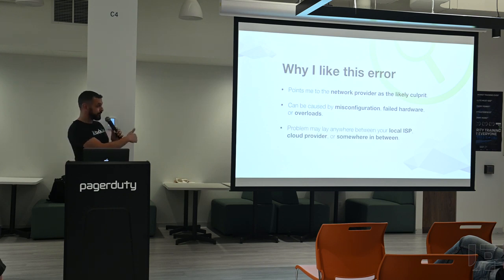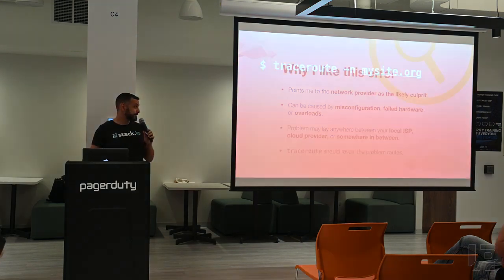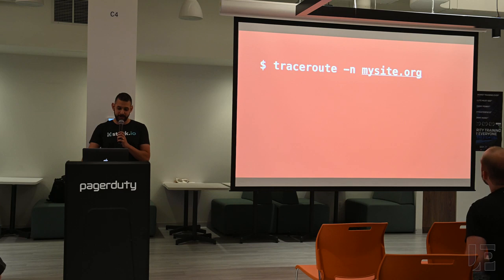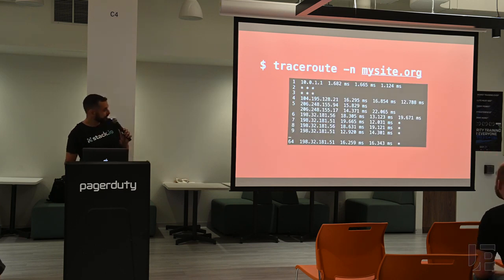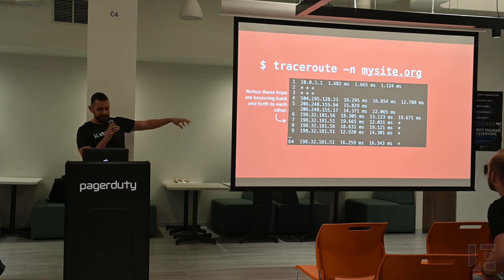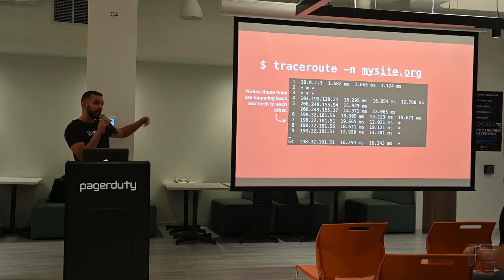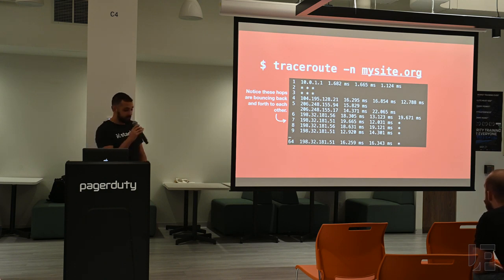Again, it could be anywhere between your local ISP, cloud provider, or anywhere in between. And you've got to use traceroute to find out what the problem is. Here's an example of one. If you try to traceroute it, you'll notice over here, somewhere between hop 6 and 64, it's basically bouncing back and forth between this .56 and .51 IP, going back and forth endlessly.